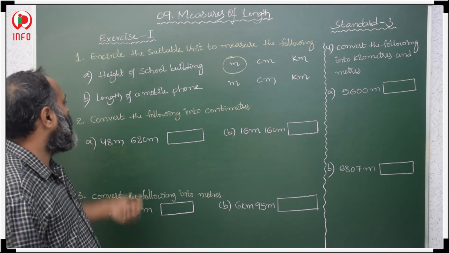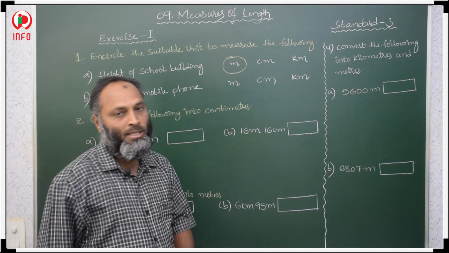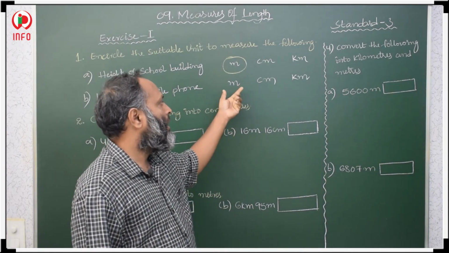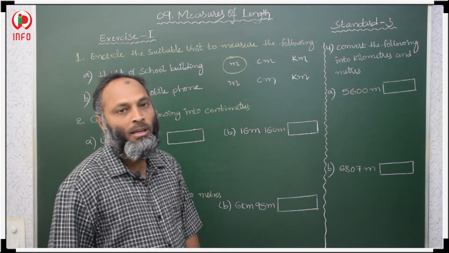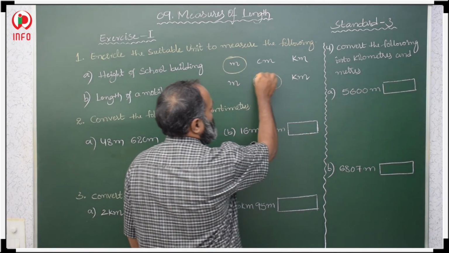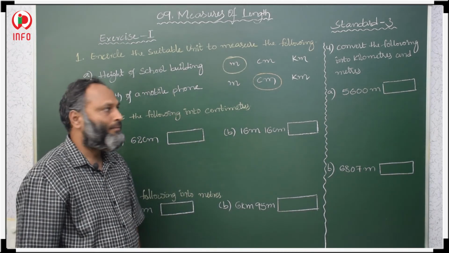The next, length of a mobile phone. A mobile phone has a small screen. So for small measurements, among meters, centimeters, kilometers, centimeters are the smaller unit, so we use centimeters to measure the length of a mobile phone, okay.